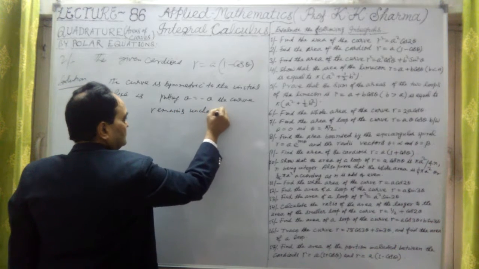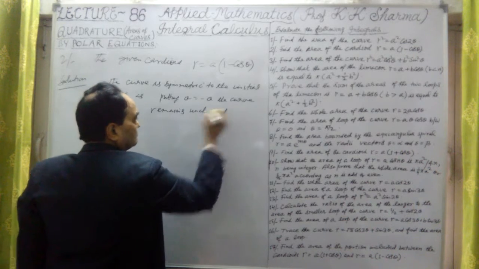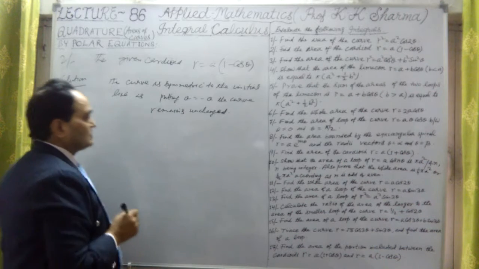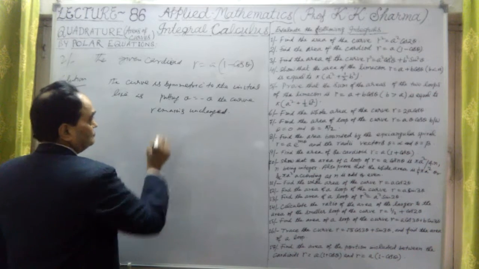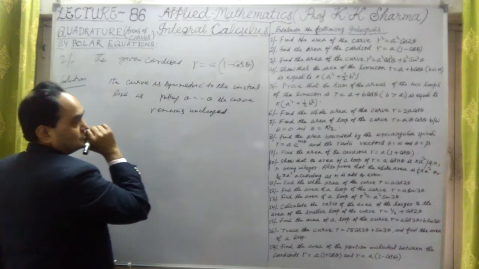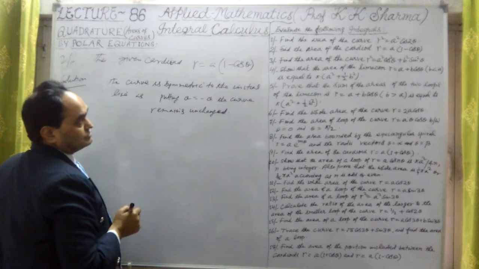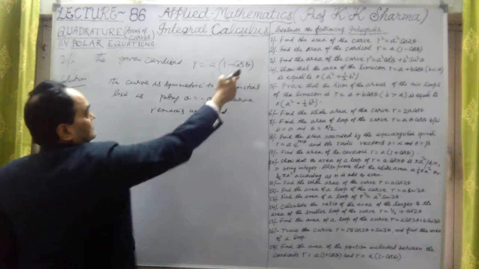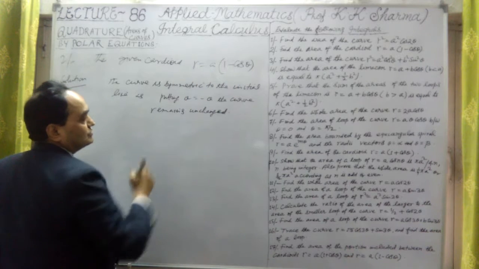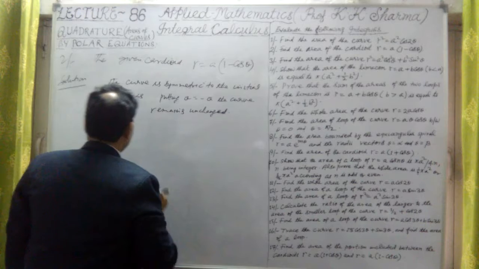Okay, so this is symmetric to the initial line. This is the basic point of curve tracing here. So we'll just find out the shape of the curve. Putting theta equal to 0, then r is 0, because 1 minus cos 0 is 1 minus 1, so r is also 0. That is the initial point we will find out.